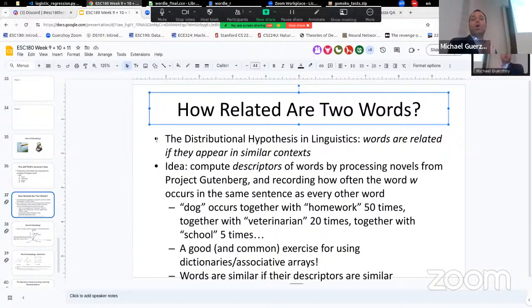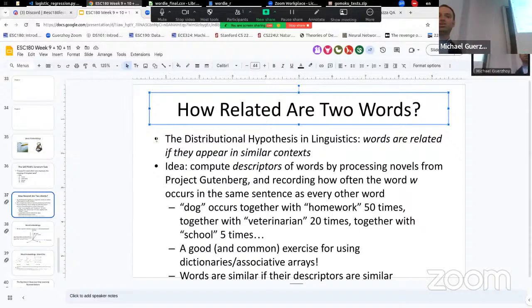So one way to approach this is rather than say, I'm going to build a big database of which word is like another word, I'll just read in a bunch of text. So the kind of thing that you did for the lab last week. And then I'll use something that's called the distributional hypothesis in linguistics. The distributional hypothesis is that words are related in meaning if they appear together in similar contexts.